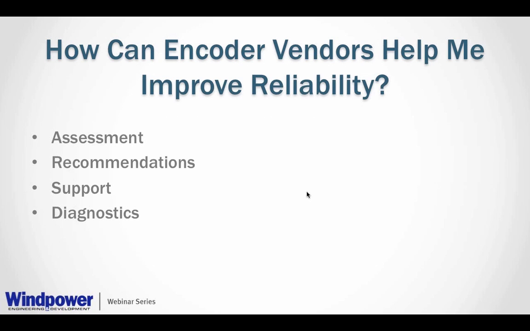So what can encoder vendors do to help you improve reliability? Encoder vendors can give you an assessment either of your existing design, or if you've got an existing installation, you should be able to get your encoder vendor to climb the towers with you, to assess your spares usage, to look at what's going on and say, how can we fundamentally improve this problem? Encoder vendors can provide recommendations. They're happy to. They'll look over what you're doing and give you their best advice on these areas.